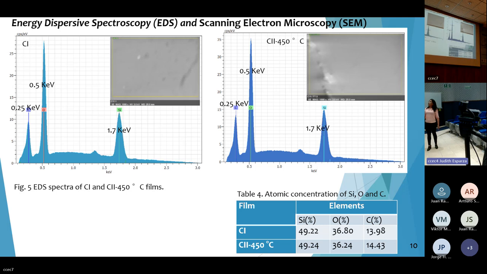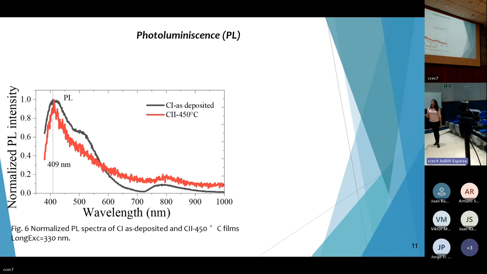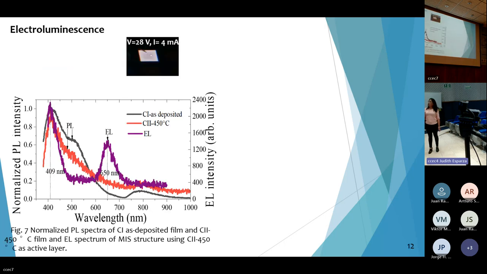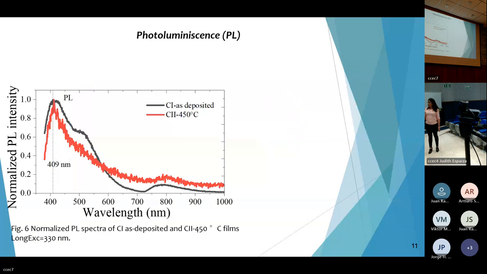Additionally, scanning electron microscopy was obtained, which agrees that the films are uniform. Photoluminescence: this figure shows a broad band at 450 nanometers. This band is related to blue, and is probably related to weak oxygen bond.